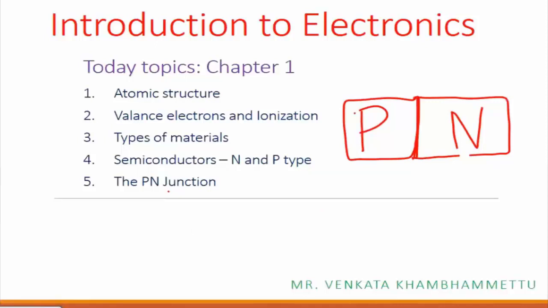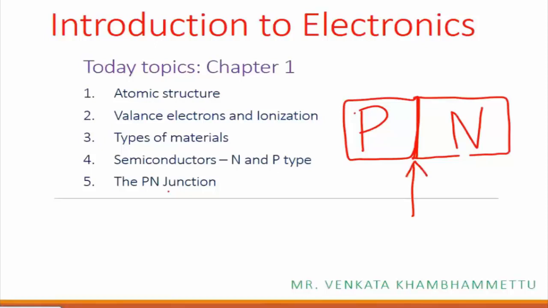P is for p-type. Some will refer to it as positive, but in fact it's positive in one sense only. We will talk about it, and then you will realize that it's not really positive. That's one way to remember positive and negative, but they're not really positive and negative. So we say p-type semiconductor and n-type semiconductor. When you put them together, you see there is a junction happening in between them. That junction is the boundary that forms between the p-type and n-type. That is known as the p-n junction.